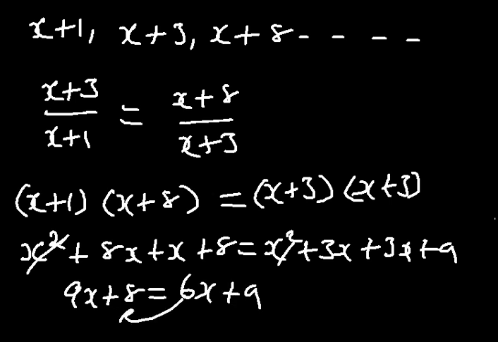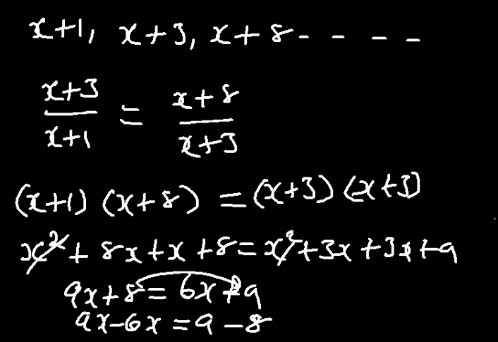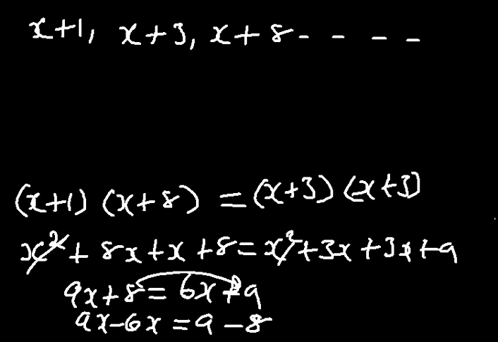So in this case 6x will go to this side, and that will be given as 9x minus 6x, which is equal to 9 minus 8, because this 8 now has to fall on that side. And what goes next? Now in this case we'll have it as 3x, because 9x minus 6x is 3x, which is equal to 1. Now the value of x will be given as 1 over 3.